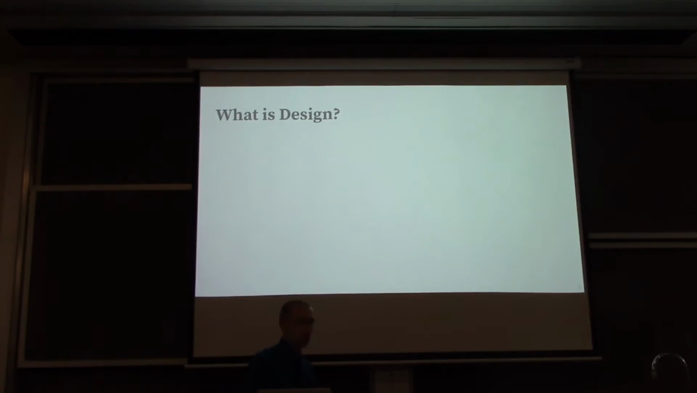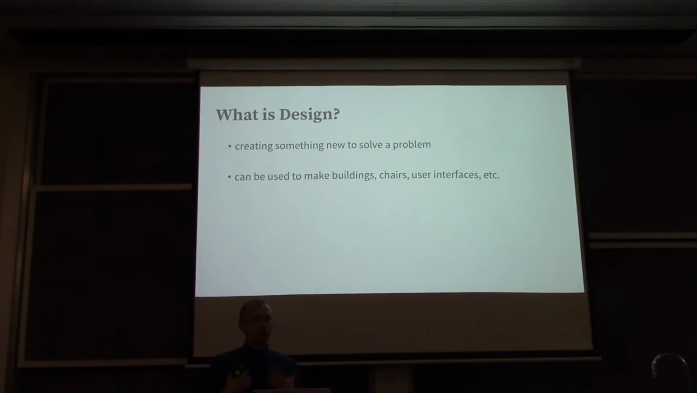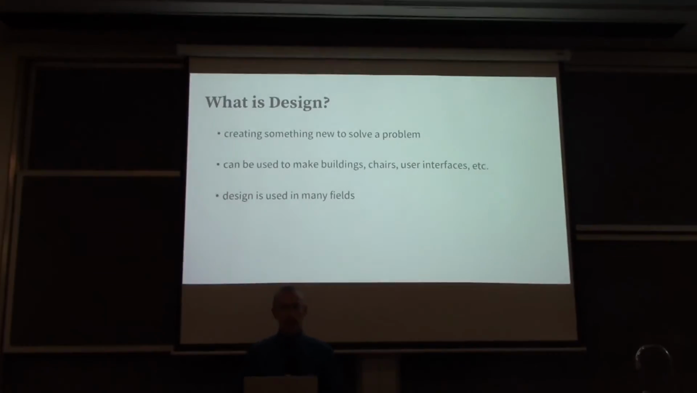So, just my definition of what design is: first, it's about creating something new to solve a problem. We already heard that. And then you can use this to make a variety of things. You can make buildings using design, or chairs that you're sitting in now, all the way to user interfaces, which you might build in classes like this one, or say in HCI, human computer interaction. So design is about anything you can think of. And it's used in many different fields, as we mentioned here, whether it's architecture, whether it's HCI.